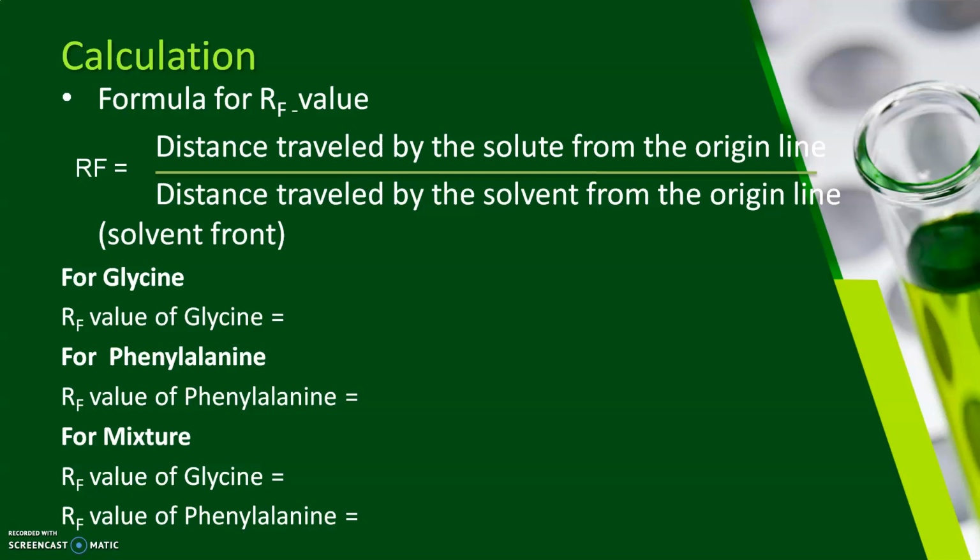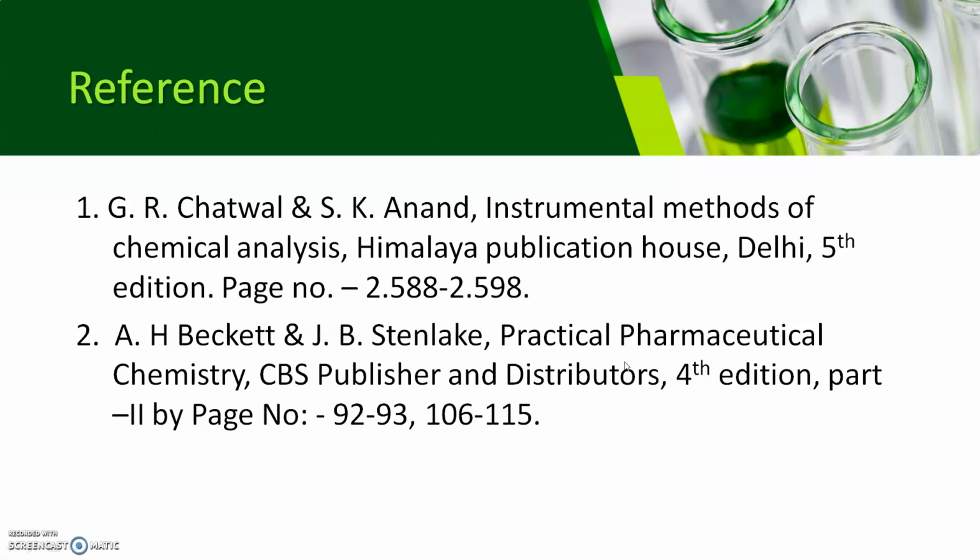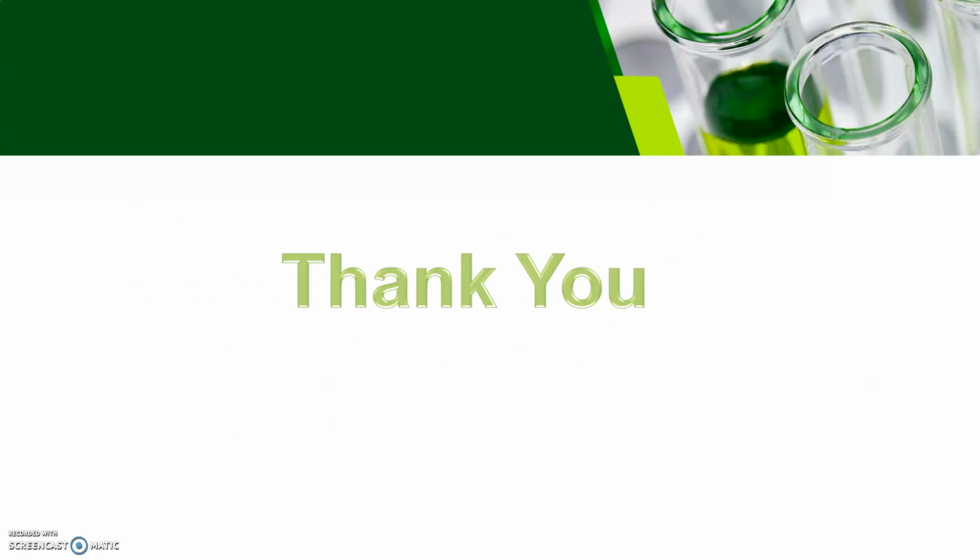Then these are the observations related to glycine, that is the RF value calculation. You can write it here for phenylalanine, and for the mixture, and we can put the result in this format. Whatever mobile phase we use, write it here. Then write down, for the respective mobile phase, the standard RF values for glycine, phenylalanine, and the mixture of glycine and phenylalanine, as shown. These are the references we have used.